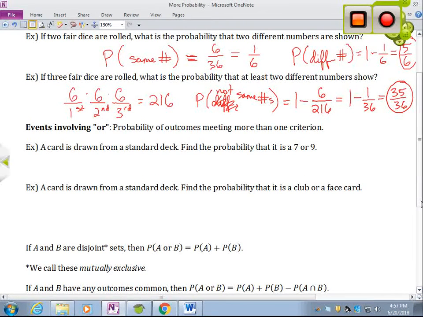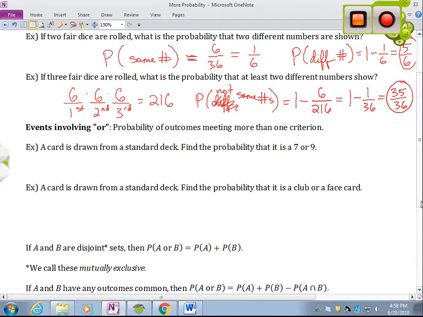Okay? Our first example says a card is drawn from a standard deck. Find the probability that it is a 7 or a 9. We may want to look at a deck of cards. If you're not familiar, then just Google deck of cards, and you can see plenty of images that have all 52 listed. Find the probability that it's a 7 or a 9.